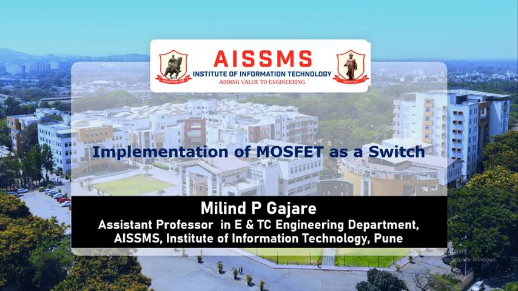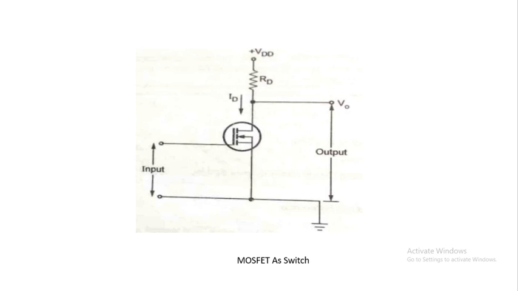Hello all. In this presentation, I will discuss the implementation of MOSFET as a switch. This is the circuit diagram of the implementation of MOSFET as a switch. E type of N MOSFET is used.